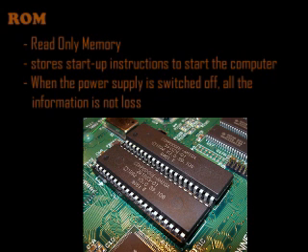Second type of primary memory is ROM. ROM refers to read-only memory. In this memory, the instructions required for working a computer are stored. Did you get it? The files recorded for working a computer, all those important files are stored in this ROM.